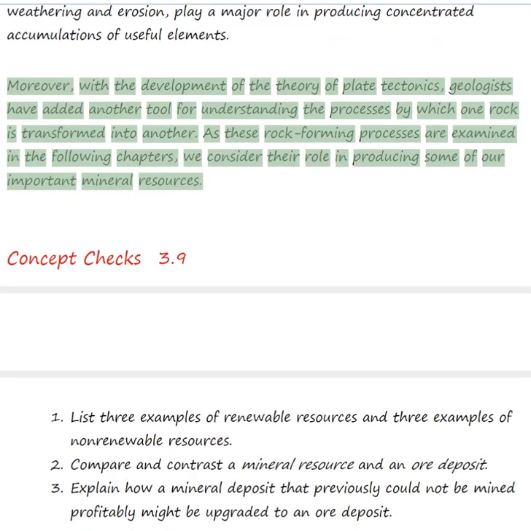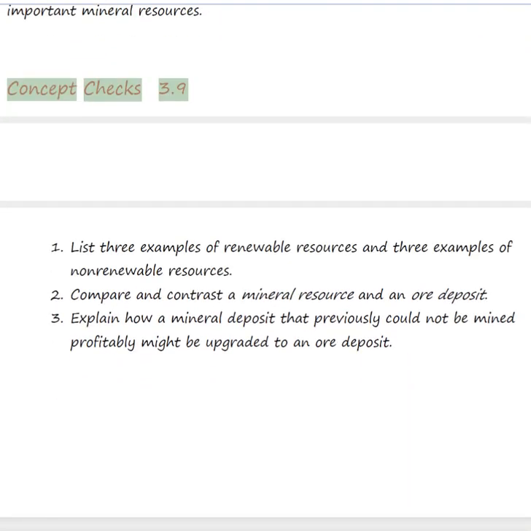Moreover, with the development of the theory of plate tectonics, geologists have added another tool for understanding the processes by which one rock is transformed into another. As these rock-forming processes are examined in the following chapters, we consider their role in producing some of our important mineral resources. Concept checks 3.9.